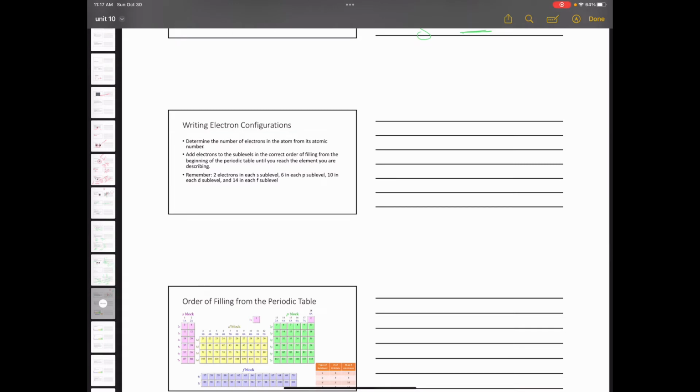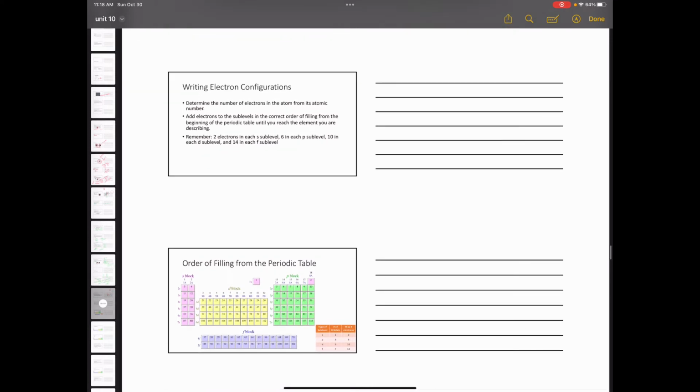Again, continuing with writing electron configuration, you have to determine the number of electrons in the atom from its atomic number. When you look at any element, you'll have to locate that element in the periodic table. I will be giving you a special periodic table that is dedicated toward writing electron configuration, and I will also be giving that one during the exam. So I don't want you to really stress out about this. I promise it's going to be as easy as you think.